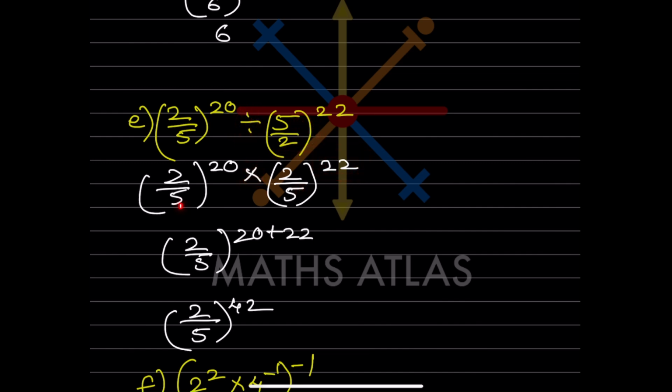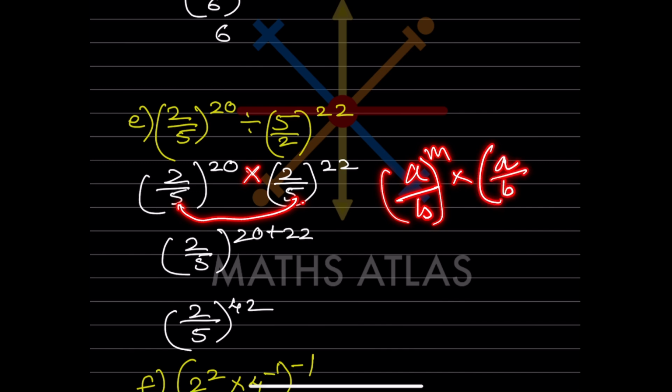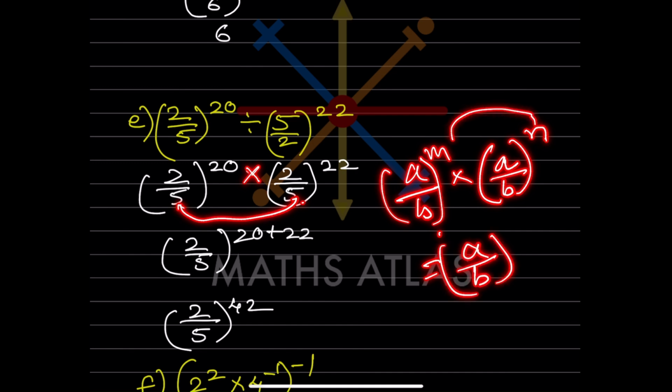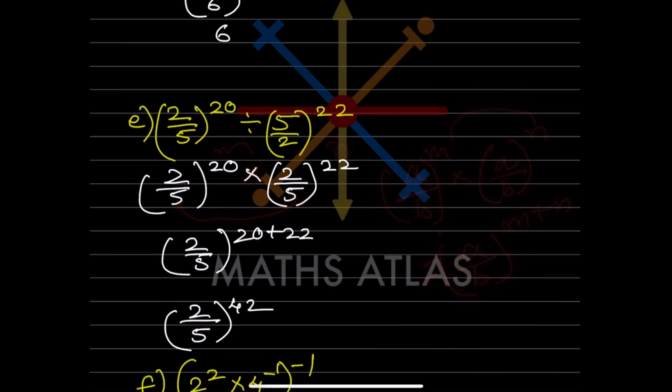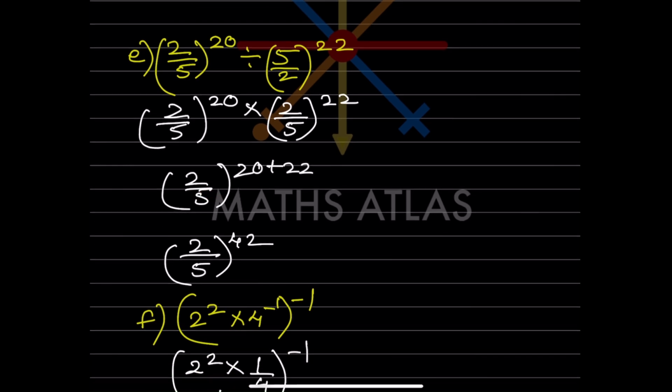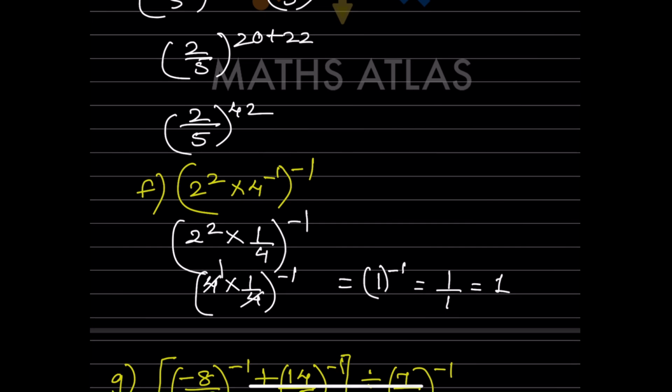So now what you can see, both the bases are the same. This also is 2 by 5 and this also is 2 by 5. You have seen the first law, a raised to m into a raised to n. What you write here will be a by b raised to m plus n. So this is m and this is n. So what will you do? You are going to add the exponents. The base is going to be the same. So 2 by 5, when you add the exponents, you get 42. So this is the answer.